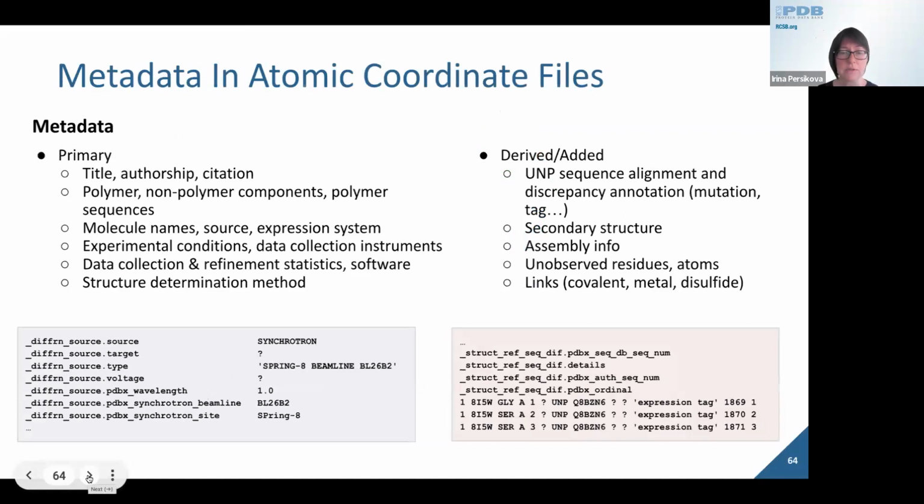The atomic coordinate files also contain metadata information such as entry title, authorship, citation information, entry composition, source information, experimental details, data collection and refinement statistics, and so on. Also, the files contain derived and added information, for example, reference to the relevant UniProt sequence with annotation of sequence discrepancies if there are any, like shown in the example here. Information about the secondary structure assignments, assembly information, unobserved residues, links, and so on.